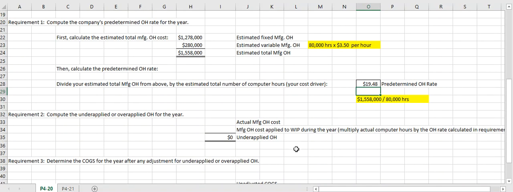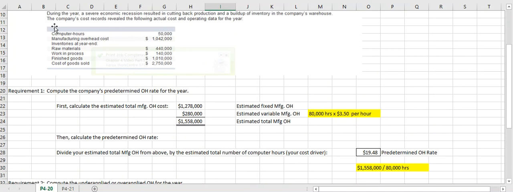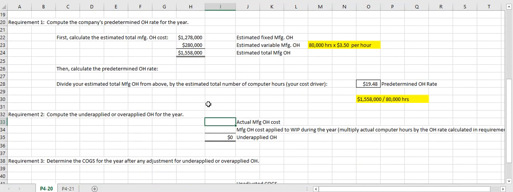Requirement 2 says compute the underapplied or overapplied overhead for the year. So to do that, we need to know, well, how much did we actually have in overhead, and how much did we apply in overhead? So our actual amounts are in the second chart, right there. And let's see. Manufacturing overhead cost. They give us total manufacturing overhead cost, and it's $1,042,000. So we're going to put that in here.